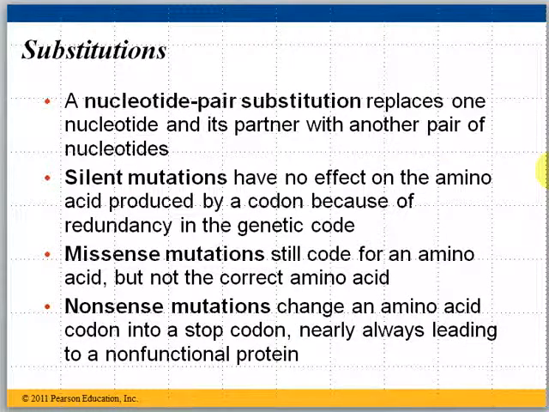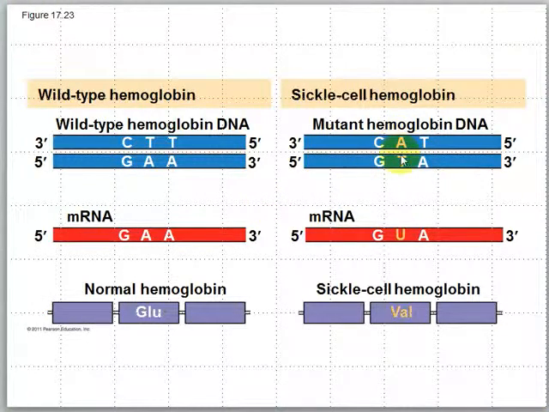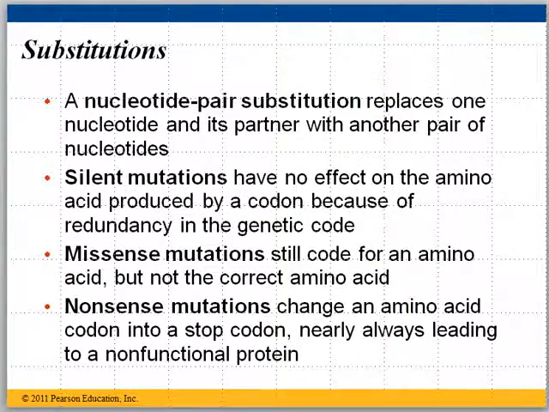So let's talk about the substitutions first. A nucleotide pair substitution replaces one nucleotide and its matching partner with another pair of nucleotides. And that would be similar to what we just saw with the sickle cell anemia. So this is a substitution error right here. We have what should be TA substituted with AT. It still codes for an amino acid, but it codes for the wrong amino acid, and that causes a problem in our hemoglobin of the red blood cells.